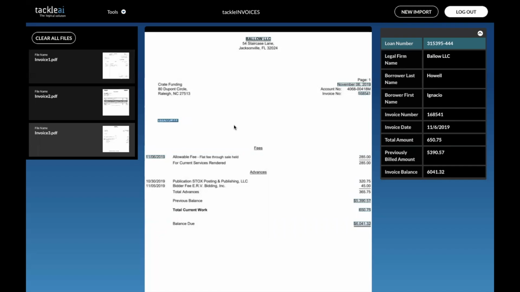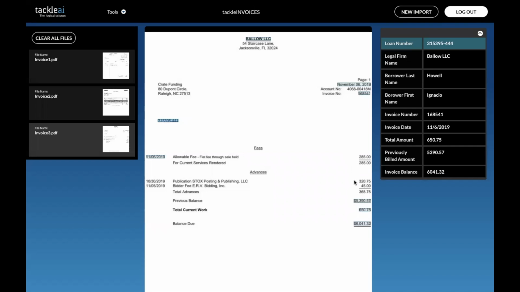And then if a human were processing this information, yes, all of the relevant information is found, but if a human were to be doing this, they'd probably assume that this balance due, the last number at the bottom of $6,041.32, is the amount due that needs to be added to the AP. Well, actually, this number is incorrect. The number just above this of $650.75 is the correct number and the correct amount of money due on this invoice.